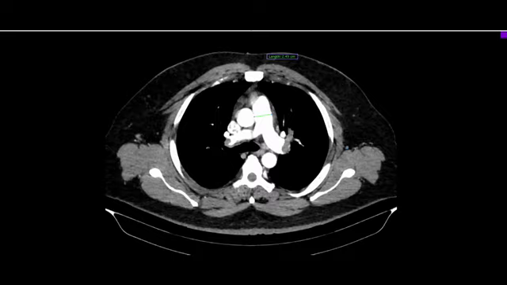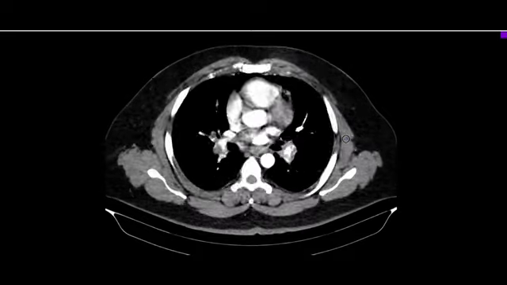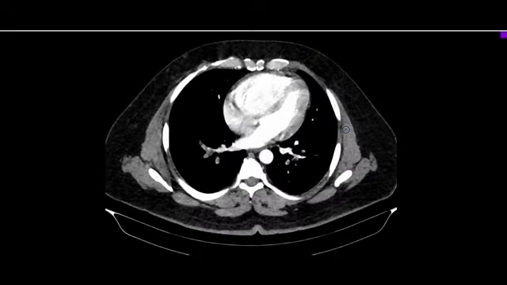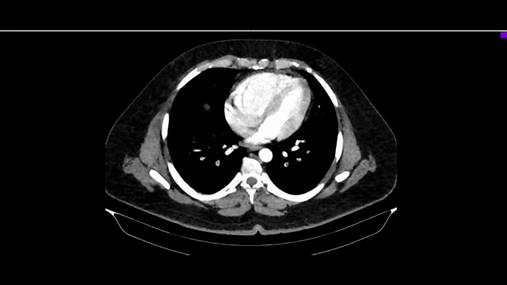Now coming to the cardiac signs. Because of the increased pressure in the pulmonary arterial system, we can see findings suggestive of RV strain also sometimes. The best evaluation for RV strain is done on echocardiography, but definitely you can see certain morphological signs on CT as well.